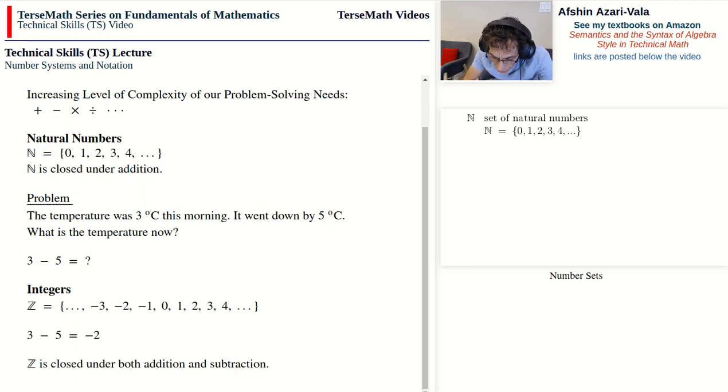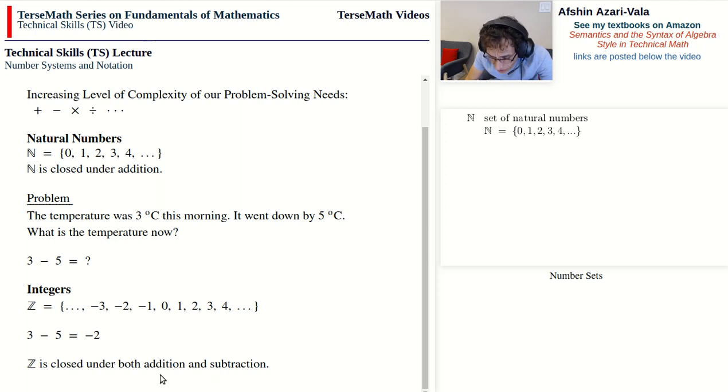Z is closed under both addition and subtraction. So you can take any two numbers in Z and add them, and guaranteed the answer will be a number in Z. You can also take any two numbers in Z and subtract them, and the answer will be a number in Z. Keep in mind that for closure to hold, we should be able to add any two numbers, not just two specific pairs of numbers, but any two numbers, and the result will be in the same set.